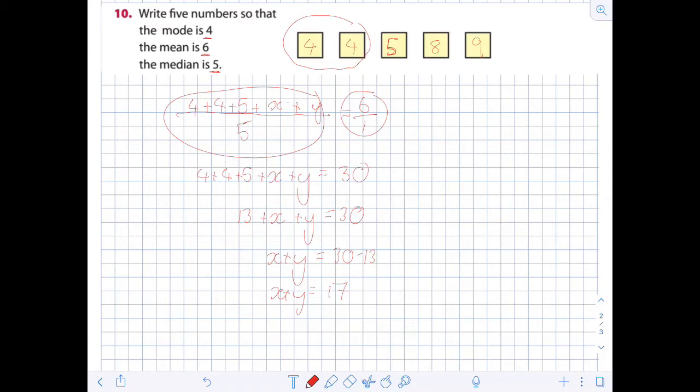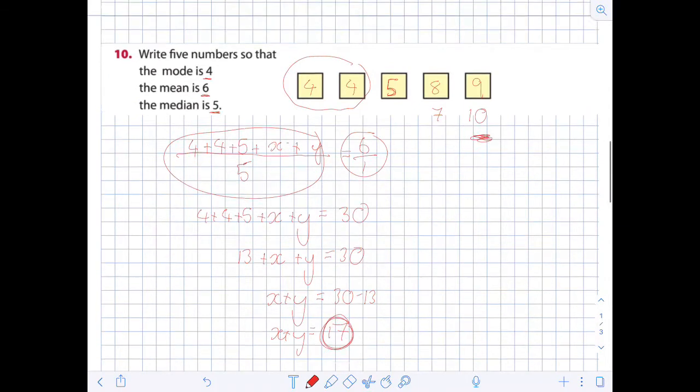So I just need two numbers that will add together to give me 17. So it's 4 plus 4 plus 5 plus 8 plus 9, divided by 5, equals 6. Yeah, so that will do the job nicely. There's probably a number of values that we can choose for this. So we could choose 7 and 10 if we wanted to. So 7 and 10 would also be valid. We're just looking for two numbers that add together to give us 17. We put the biggest one on the right.